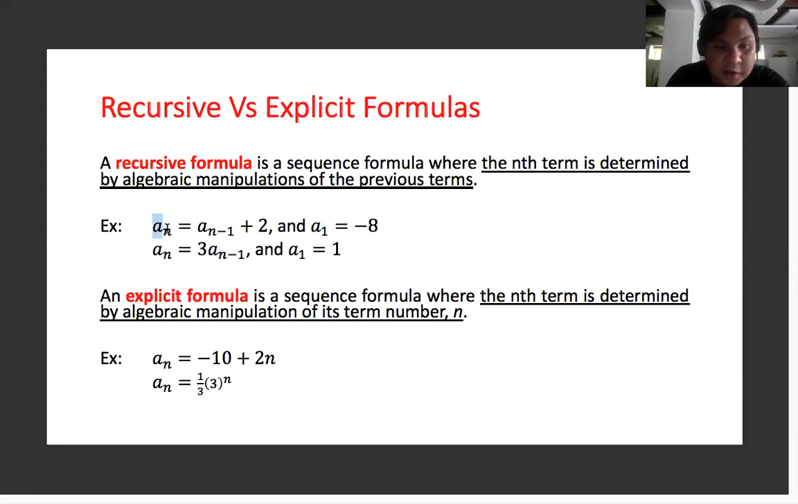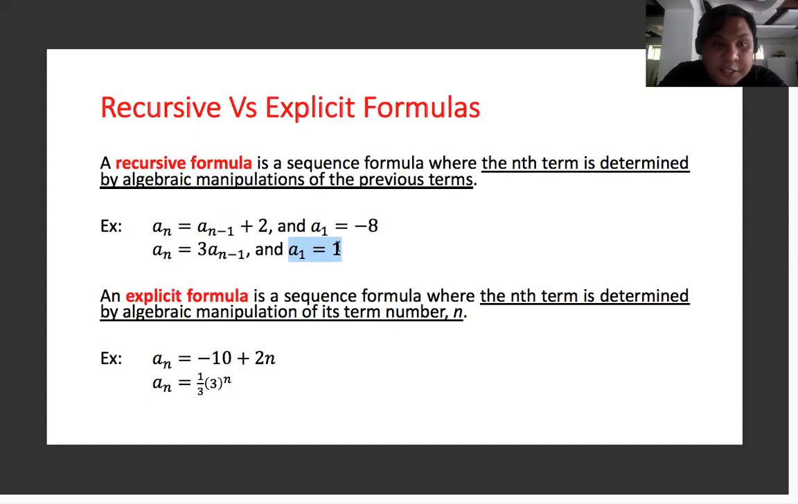Notice here, the next term is determined by adding 2 to the term that comes before it. Later, we will see some examples of how this sequence works, or how it looks when expanded a bit. Another example of a recursive formula: a sub n is equal to 3 times a sub n minus 1. Again, we define the first term. So a sub 1 is equal to 1.